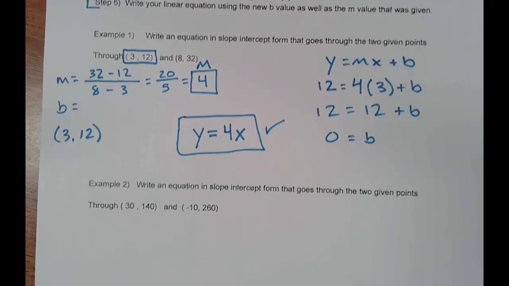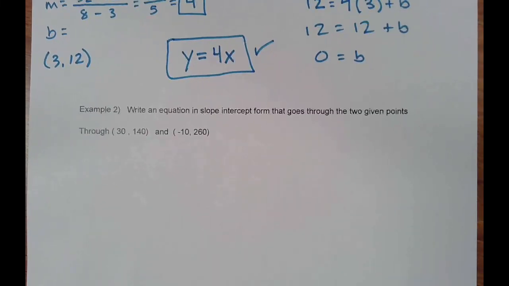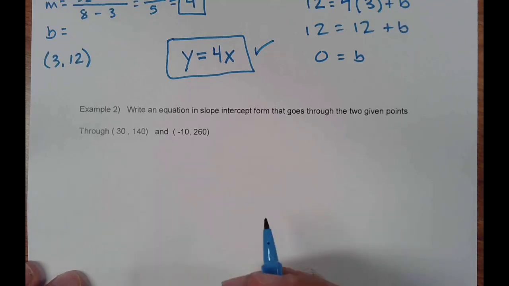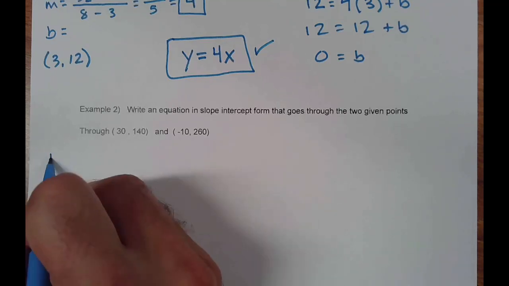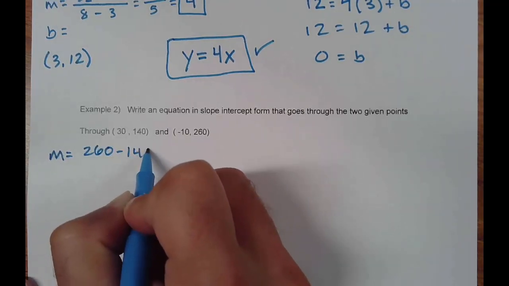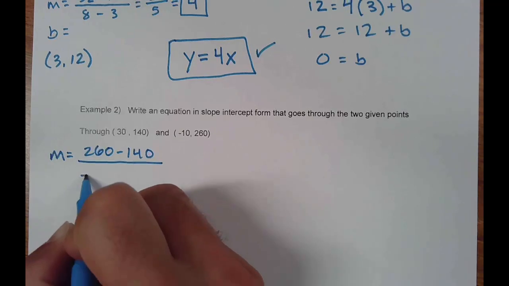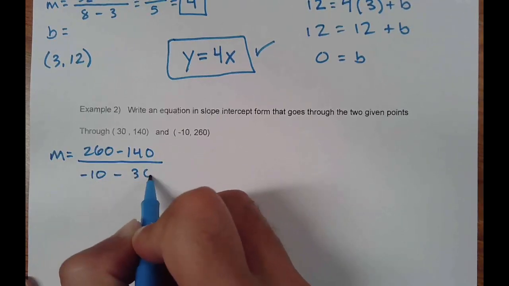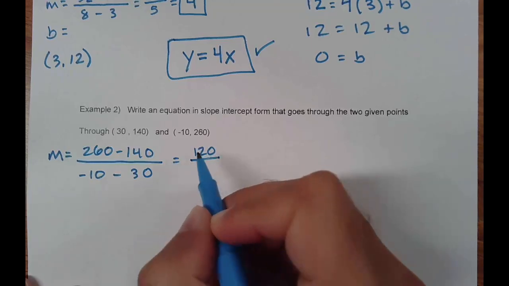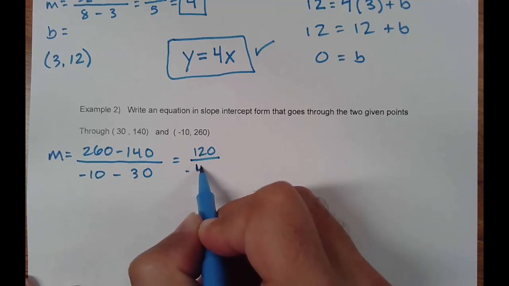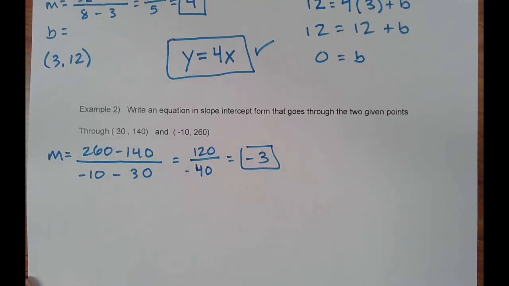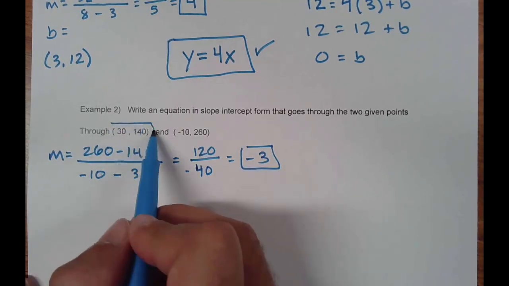Example 2, write an equation that goes through the points (3, 140) and (-10, 260). My first step is I have to determine my slope. y2 minus y1 over x2 minus x1. That gives me 120 over negative 40 for a slope of negative 3. I then choose a point. I'm going to choose the positive coordinates in the point.